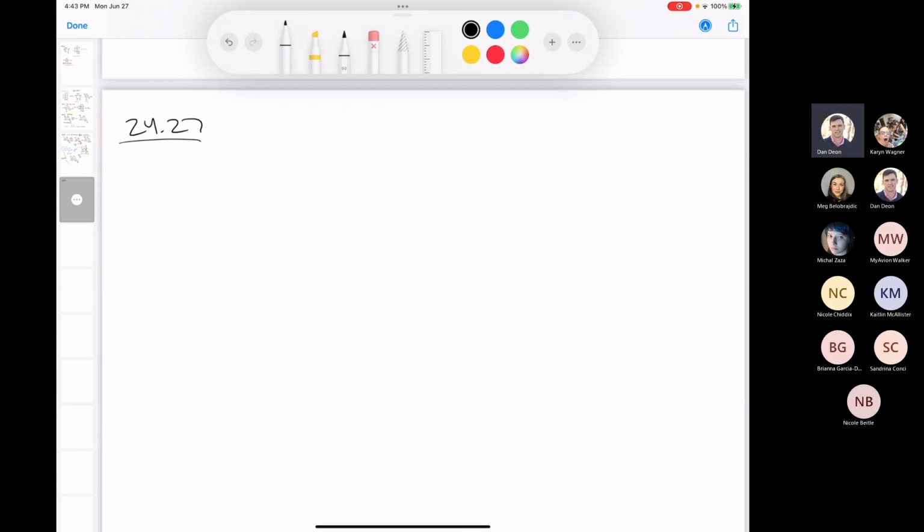I wanted to take a look at 24.27. This one's a kind of straightforward problem. It just says draw and name epimer.